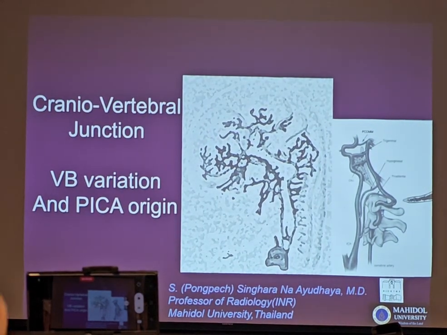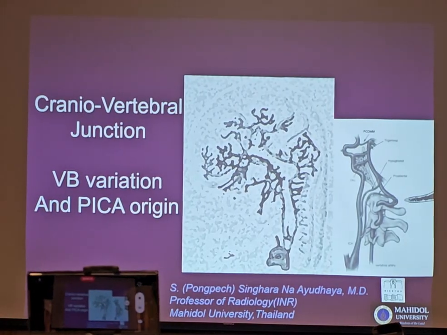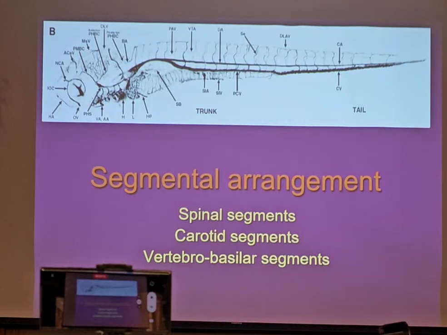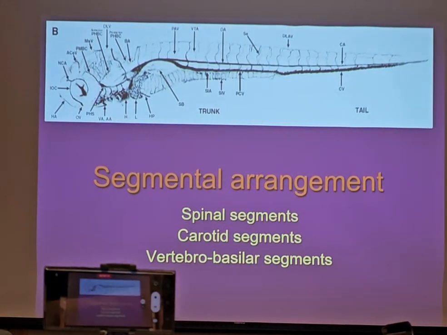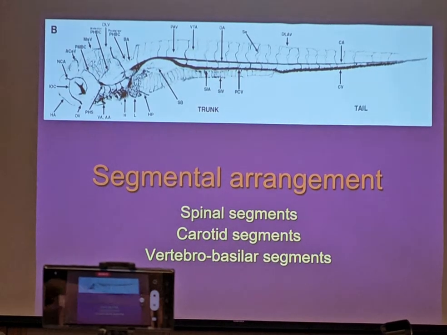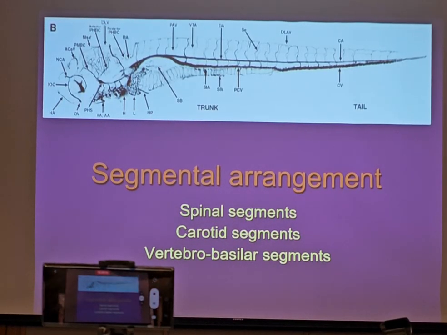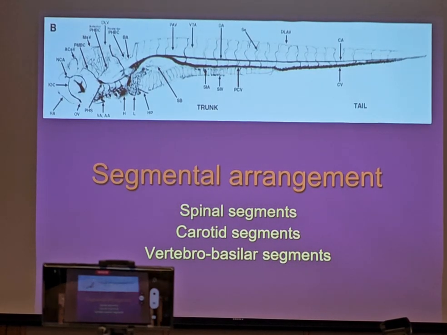About the vertebral basilar junction variation and proatlantal origin. The first concept that we need to bridge between the cranium and the spinal level is the segmental arrangement, which you will see from animals up to human beings, and for sure this area is the junction between the spinal segment and carotid segment.